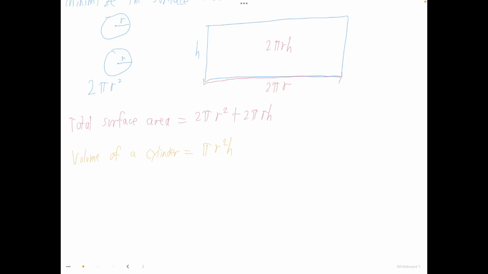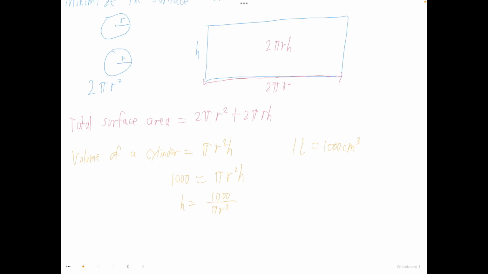1 liter is 1,000 centimeters cubed. So we're going to have 1,000 equals pi r squared h. And that's just from the fact 1 liter equals 1,000 centimeters cubed. That's just so we have normal units, we don't have weird units going on. And so now we're going to solve for h because it's the easier one to solve for. So h is equal to 1,000 divided by pi r squared.